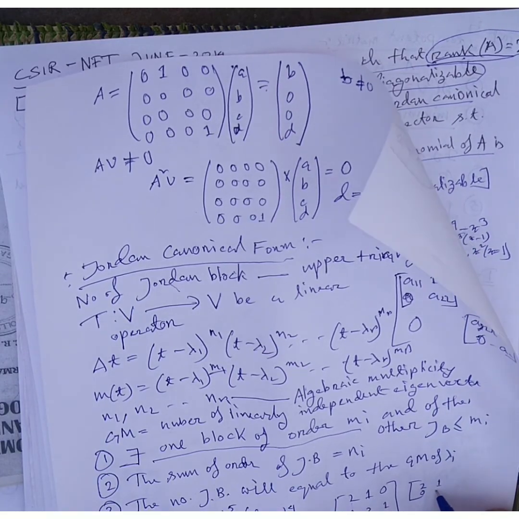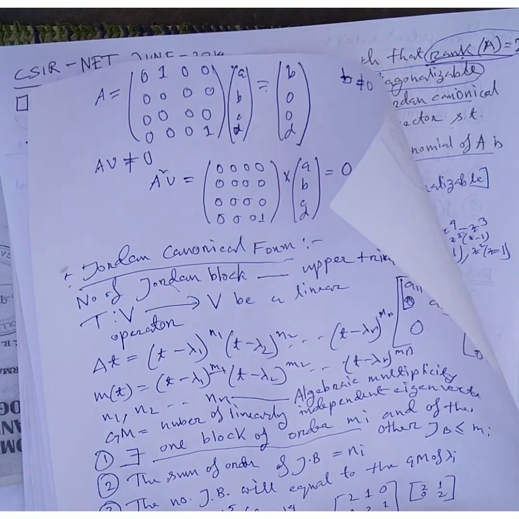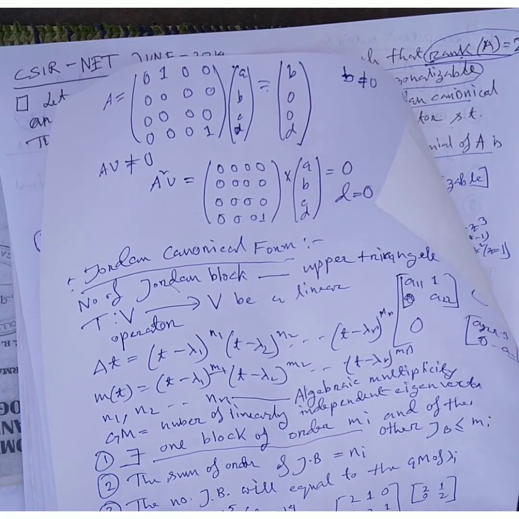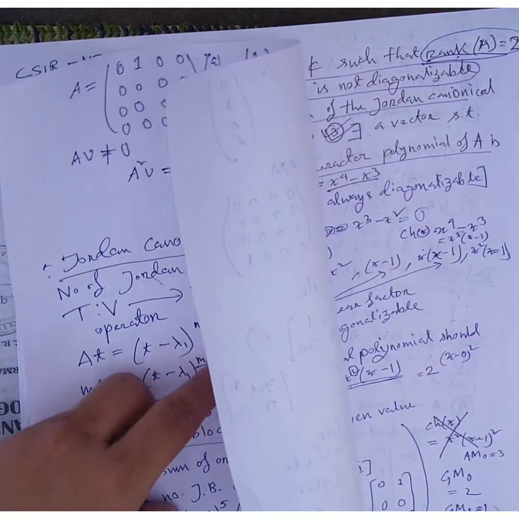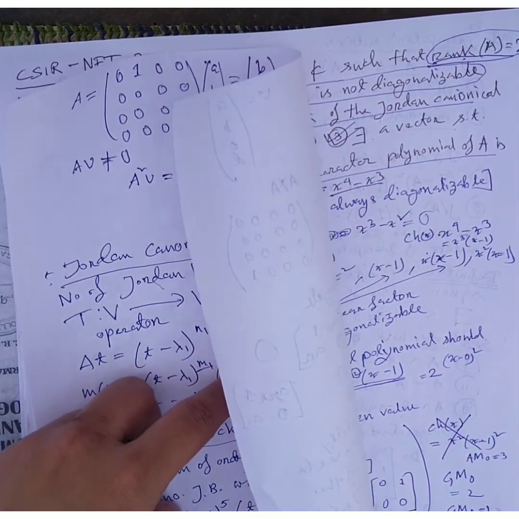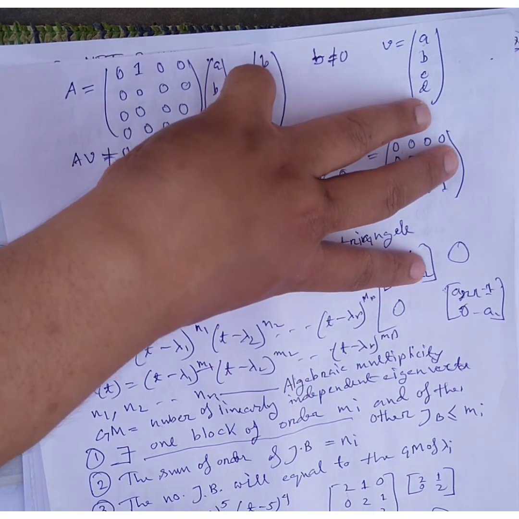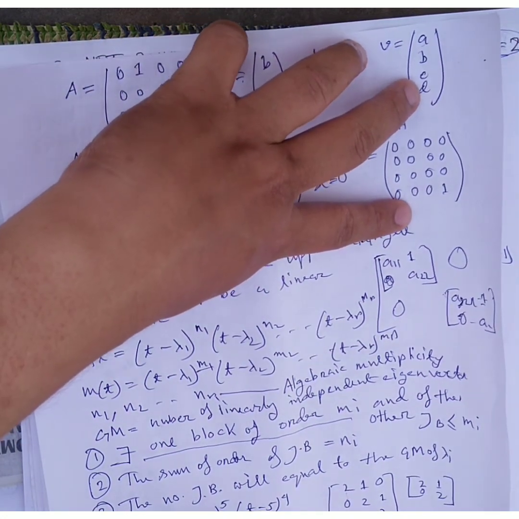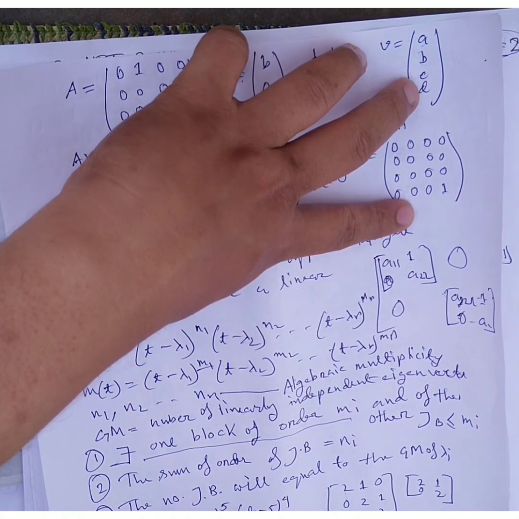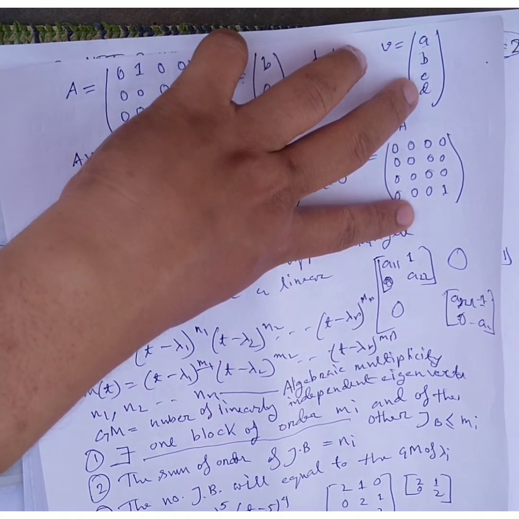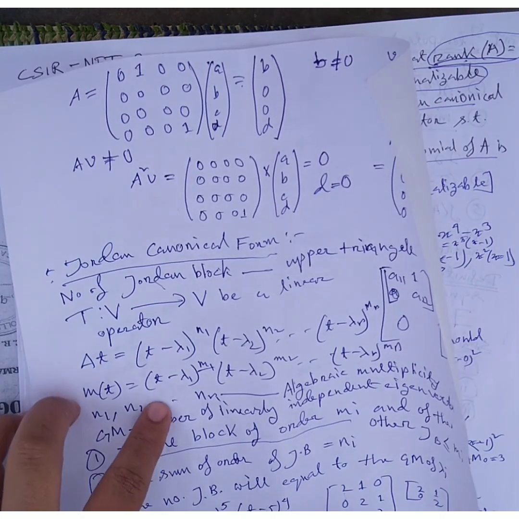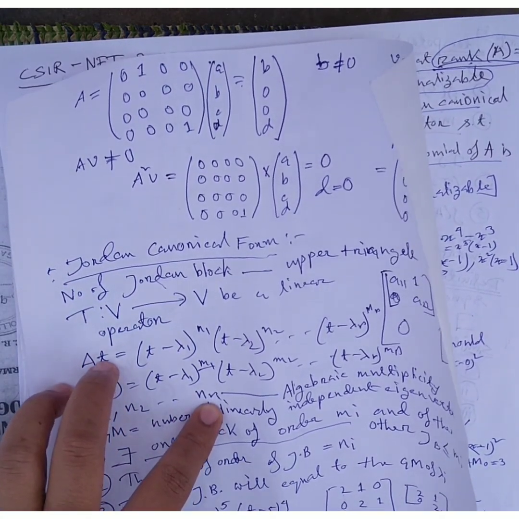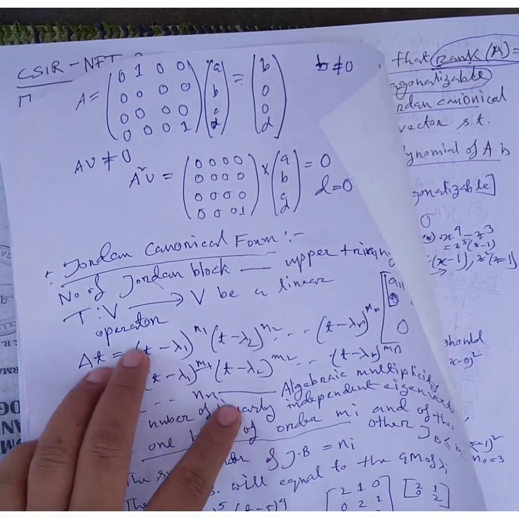So one block should be this 3 cross 3 and the other should be 2 1, 0 2. If gm of 2 is equal to 2, another should be 2; or 2 1 0, 0 2 0, 0 0 2, and then gm of 2 is equal to 3.